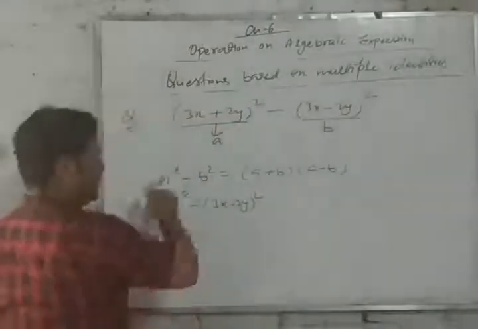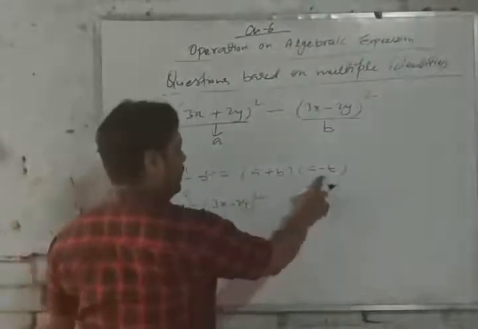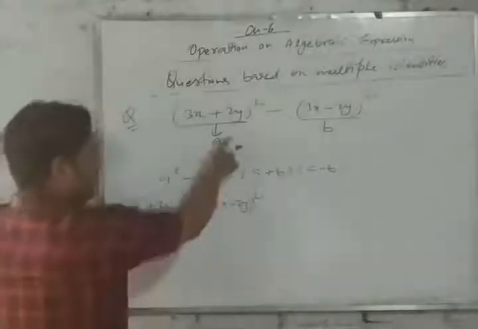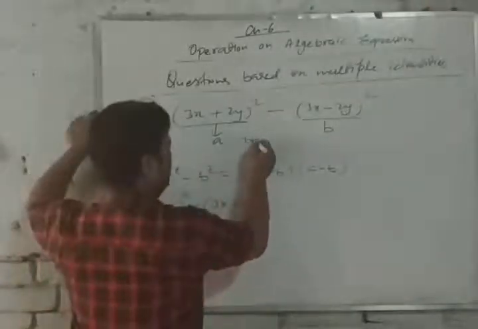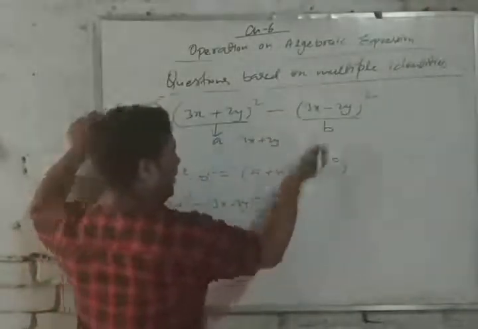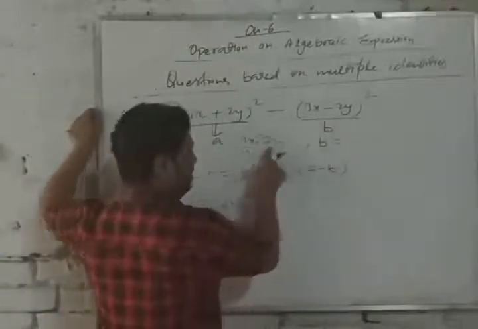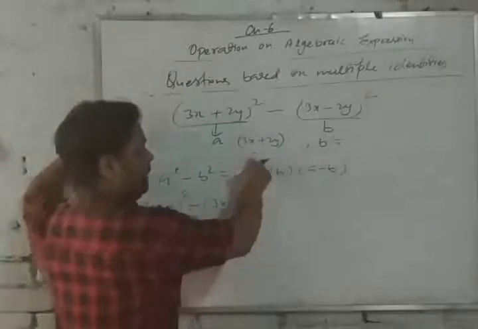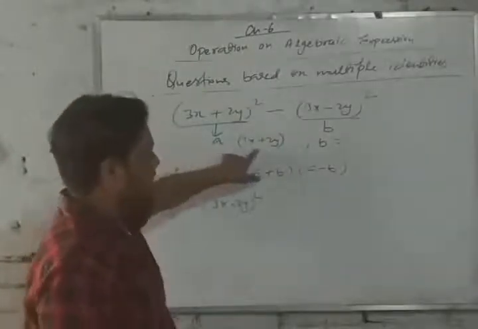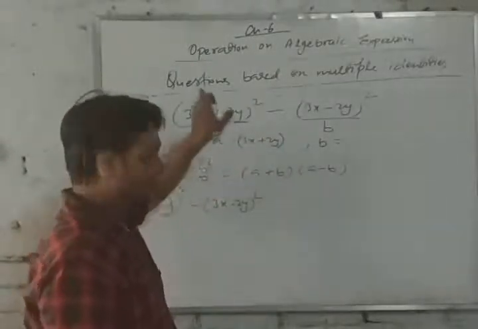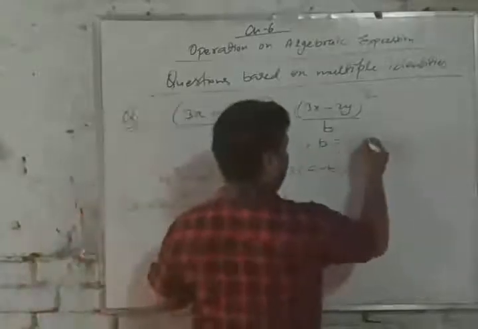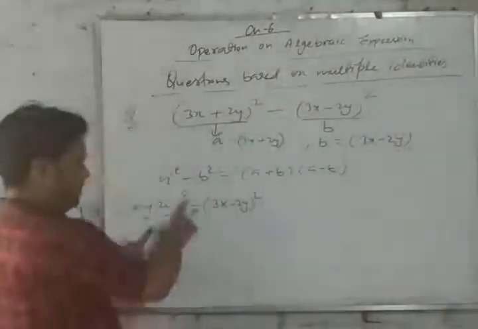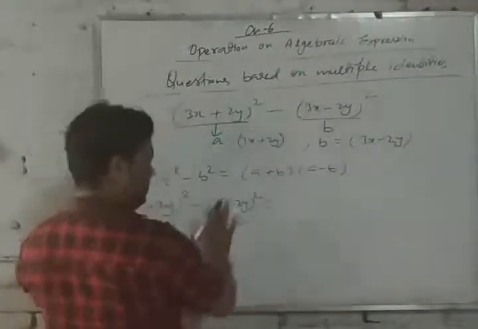So here you can say a² minus b² is equal to (a plus b)(a minus b). Now what is the value of a here? The value of a is 3x plus 2y. And since it is a binomial, it has two terms, so we will keep it in brackets every time you put the value. Now the value of b will be 3x minus 2y. Now put the value here. It is the LHS, the question also.